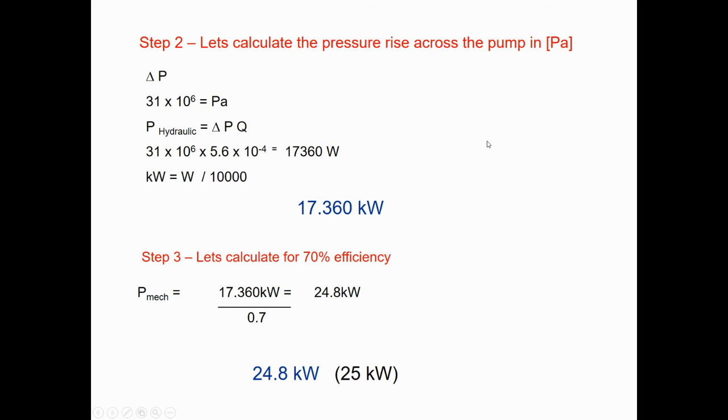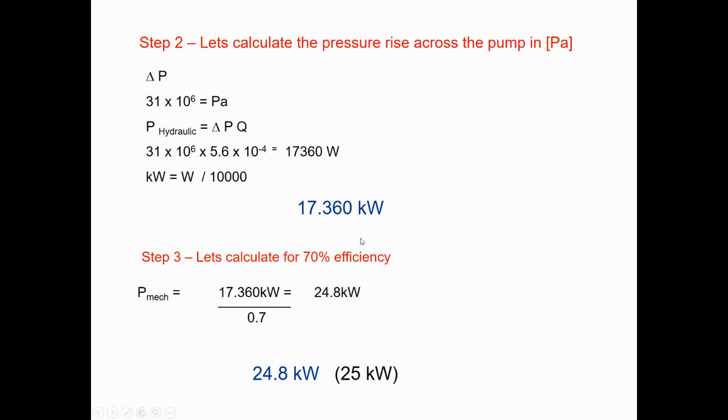So the power of the hydraulic is going to be equal to 31 million Pascal multiplied by the Q value we got, which is 5.6 multiplied by 10 to the power of minus 4. And thus the power of the hydraulic is going to be equal to 17,360 watt or 17.36 kilowatt.